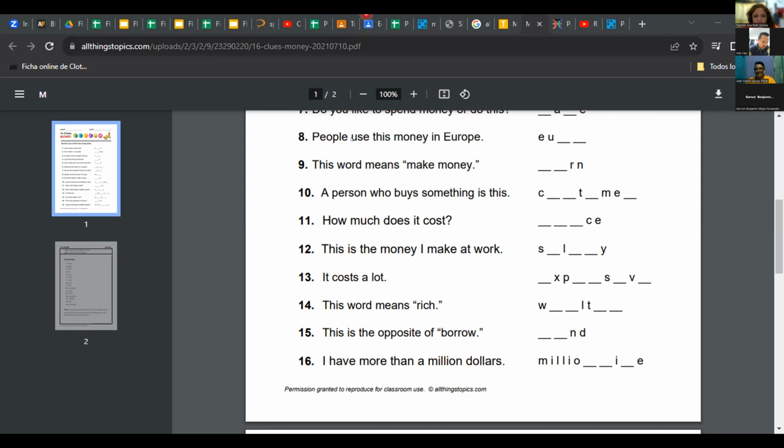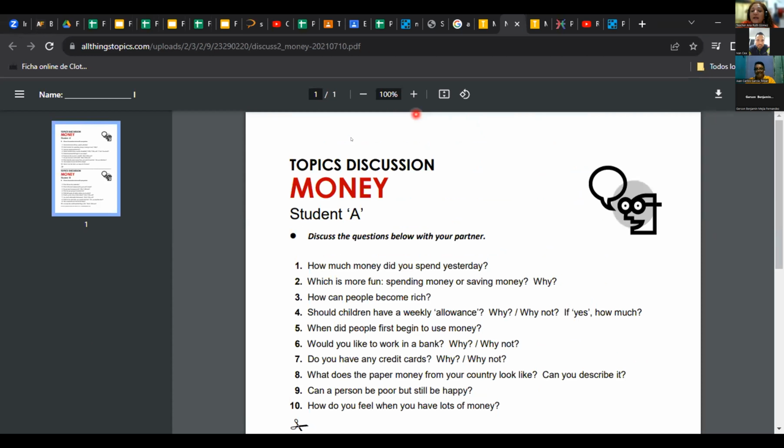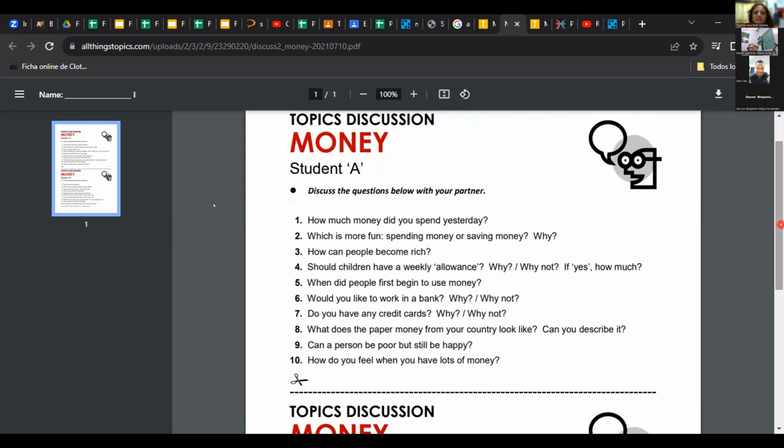Now, everybody, what we're going to do in this moment is we're going to discuss some questions related to money, because we're going to begin talking about money and cash flows and all that stuff. Give me a moment. I'm going to take a screenshot of this question so we can discuss it. The questions are related to money.